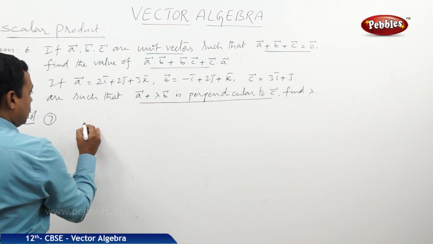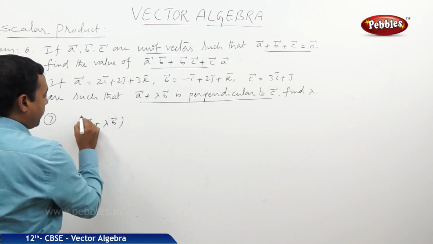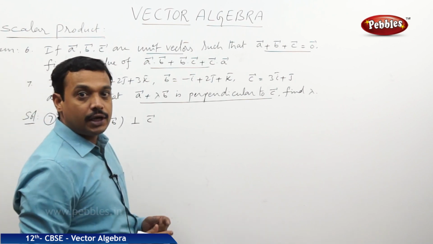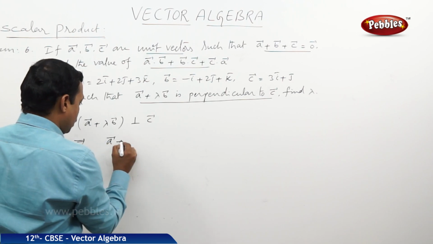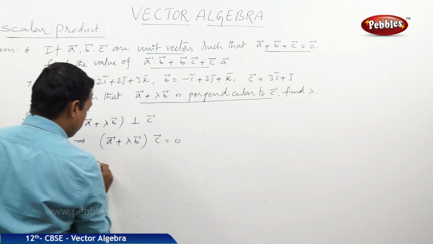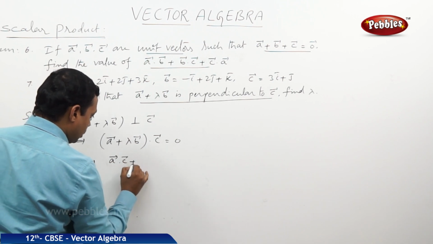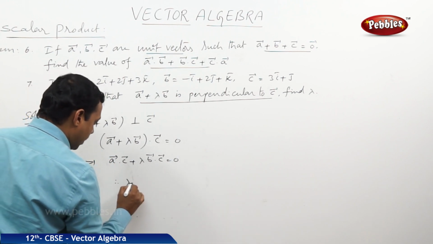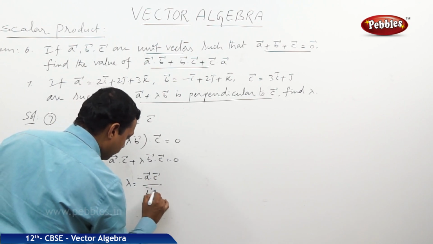Now, given A plus lambda B is perpendicular to C vector. If two vectors are perpendicular to each other, then the dot product is equal to 0. A plus lambda B dot C is equal to 0. Now, by the distributive law, it is A dot C plus lambda into B dot C is equal to 0. From this, lambda is equal to minus A dot C by B dot C.